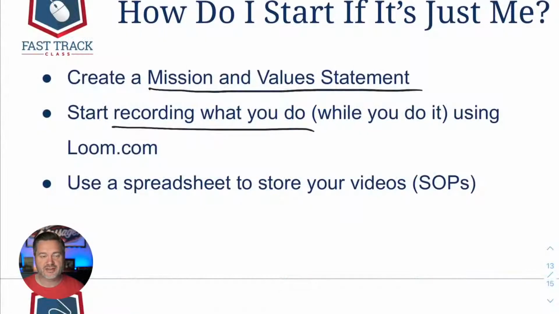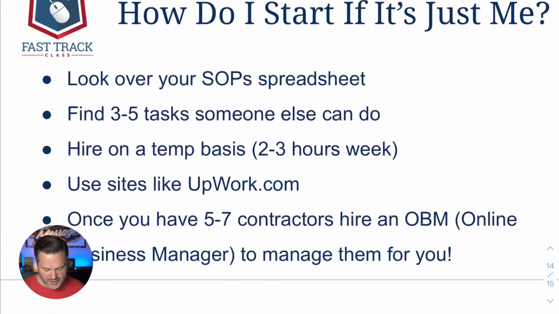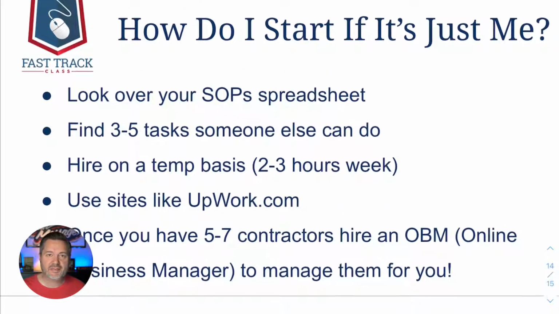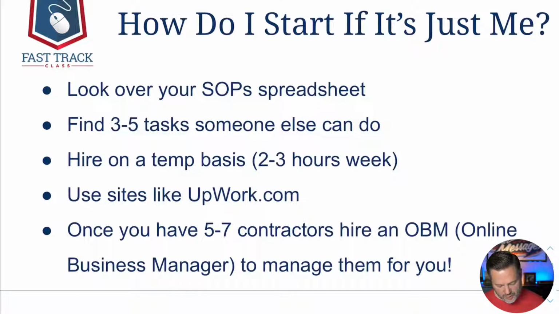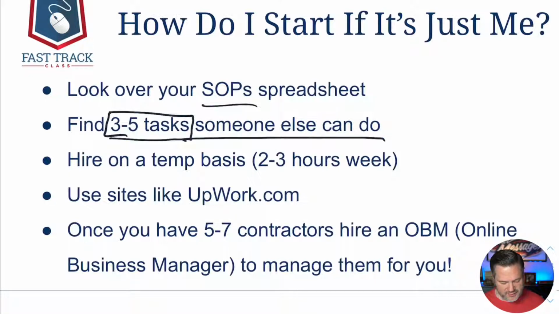And then once you have about 20 or so tasks that you've put down in your spreadsheet, here's the next step that I would encourage you to do. And let me move myself out of the way here. So you look over your SOP, find 3 to 5 tasks that someone else can do. In other words, you don't have to do it. So for example, people expect to hear my voice on the podcast because it's my podcast.